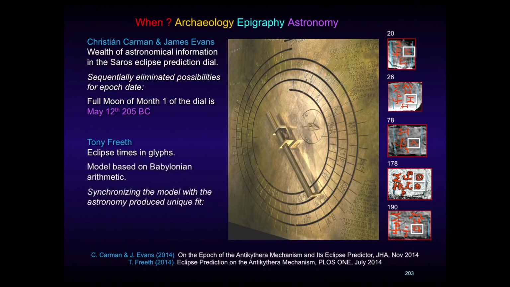And I developed a mathematical model for determining these times. And it's quite a good model. It's not, unfortunately, an exact model. I'm still working on this. But when I synchronized this mathematical model of the eclipse times with the astronomy, it produced a unique fit that the full moon of month 1 of the dial is May the 12th, 205 BC. I was completely astonished by this.